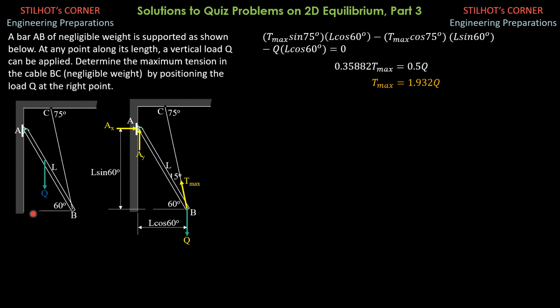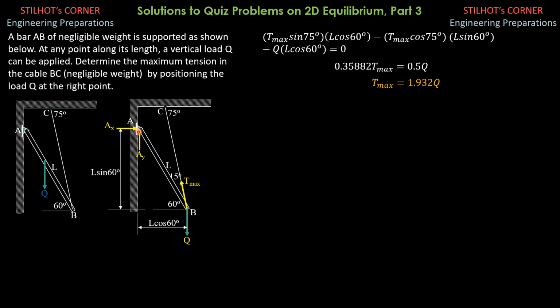So that Q times its greatest moment arm equals tension times moment arm also. So the product of Q and the maximum moment arm will give us the maximum moment, and it should be divided by the distance which is fixed. So it means that for maximum tension in BC, Q should be placed at B. So this is now the free body diagram, and the tension in BC corresponds to the maximum tension.